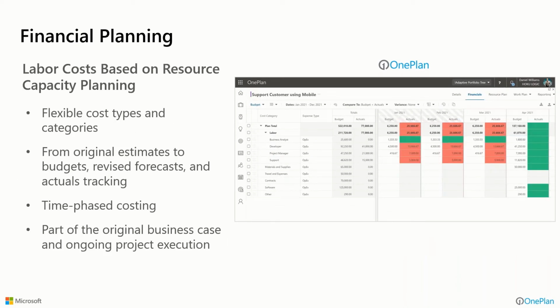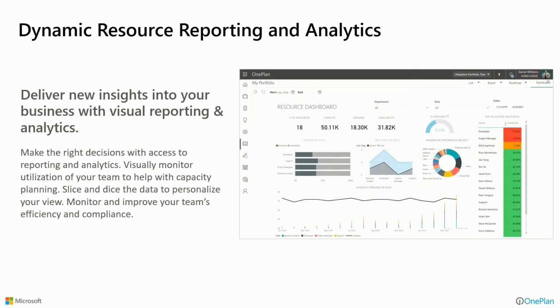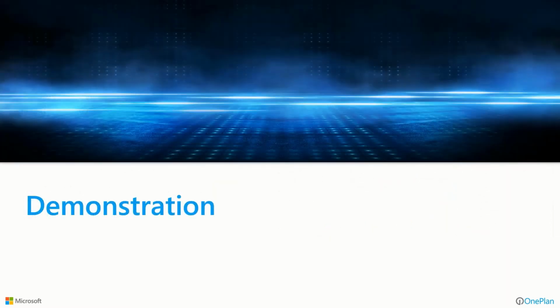And then financial planning, how the resource planning that we do can funnel into labor costing based upon the rates that we have assigned to our resources. And then just overall dynamic resource reporting and analytics, such that the consumers of this information that need to make decisions for our business can get a good, timely, current picture of what our resource demands versus capacity are. So with that, I'd like to transition this to Paul Estabrooks to show you some of these things in action.